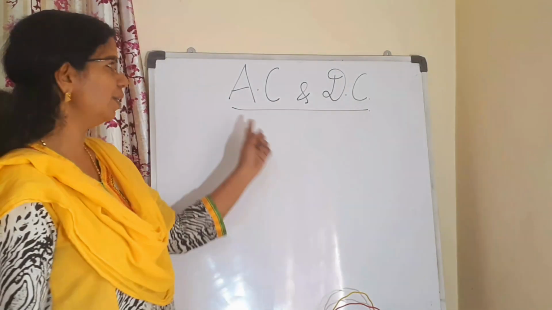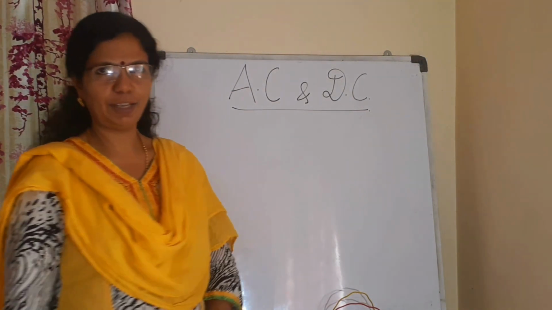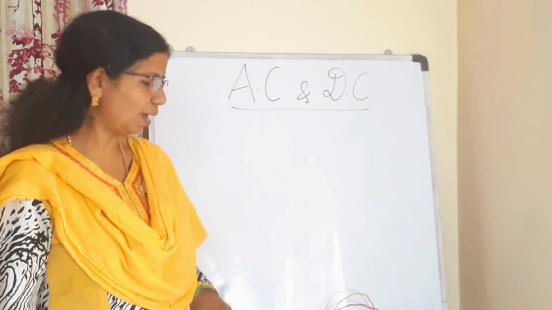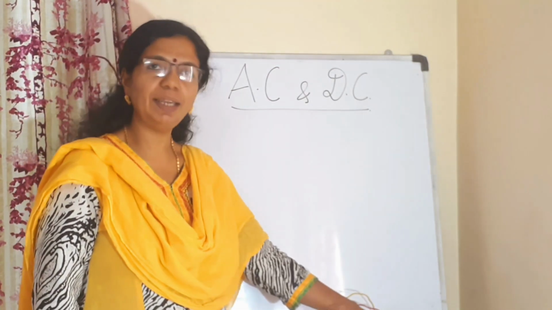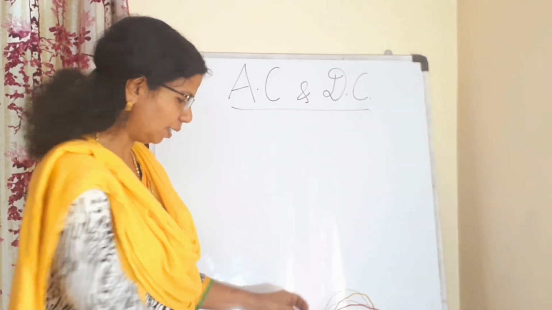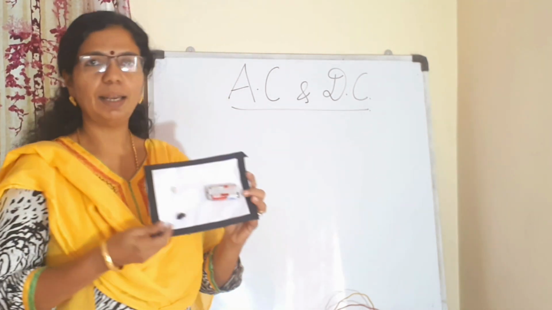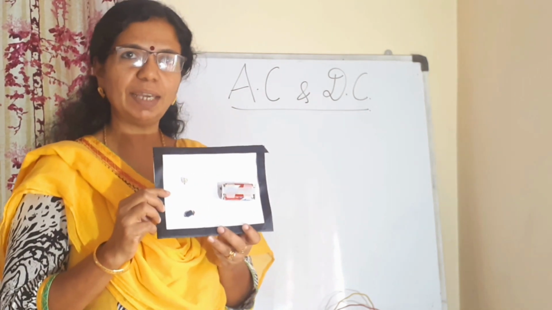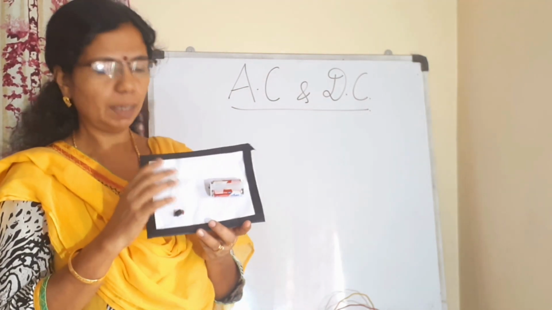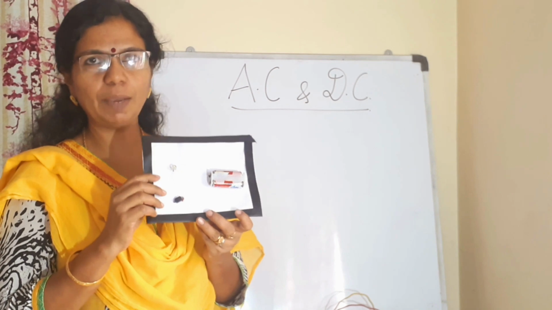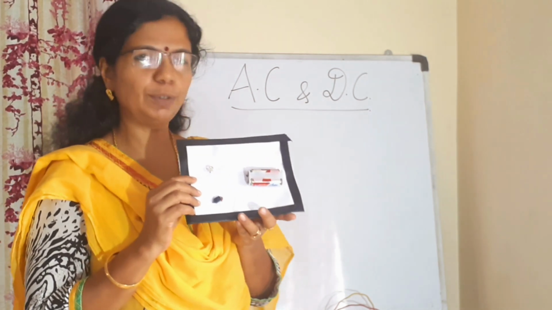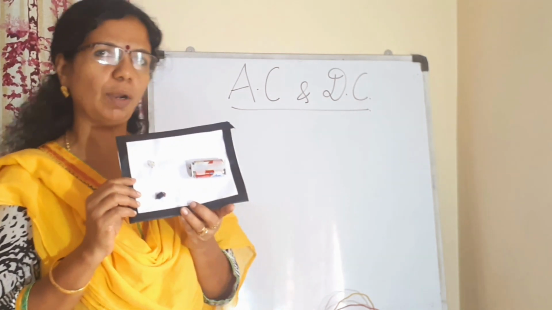Our first topic is AC and DC. Before going to this topic, we will just recollect what we have studied in class 6. During the last term, we made a circuit like this. When I say circuit, it is C-I-R-C-U-I-T. You have to pronounce it as circuit only.